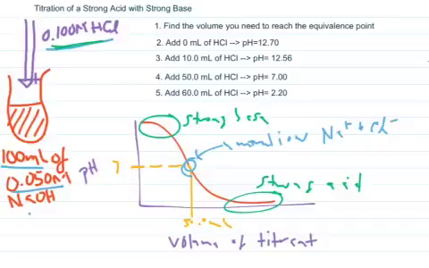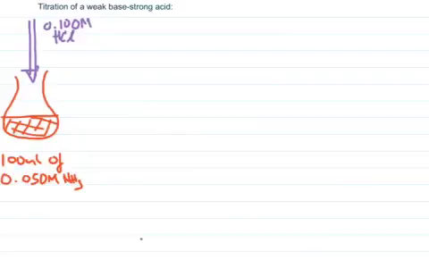So this is what a titration curve looks like when you have a strong base in your flask going to a strong acid. Now let's take a look at another example. Alright, so let's look at a titration of a weak base with a strong acid. So we have 100 milliliters of 0.05 molar NH3. We know that NH3, or ammonia, is a weak base. Then we have in our burette 0.100 molar HCl, which we know is a strong acid.